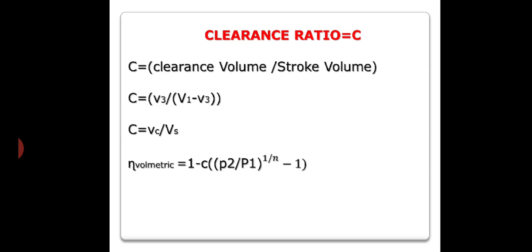Next, clearance ratio. We are indicating C as the clearance ratio. We have seen this C in the minimum work done derivation. That C, the clearance volume, we have found that C is equal to clearance volume upon the stroke volume we have derived there. So C is equal to V3 upon V1 minus V3. So we are saying C is equal to clearance volume upon the stroke volume, so Vc upon Vs. So we got the volumetric efficiency is equal to 1 minus C into bracket (P2 upon P1) raised to 1 upon N, minus 1.